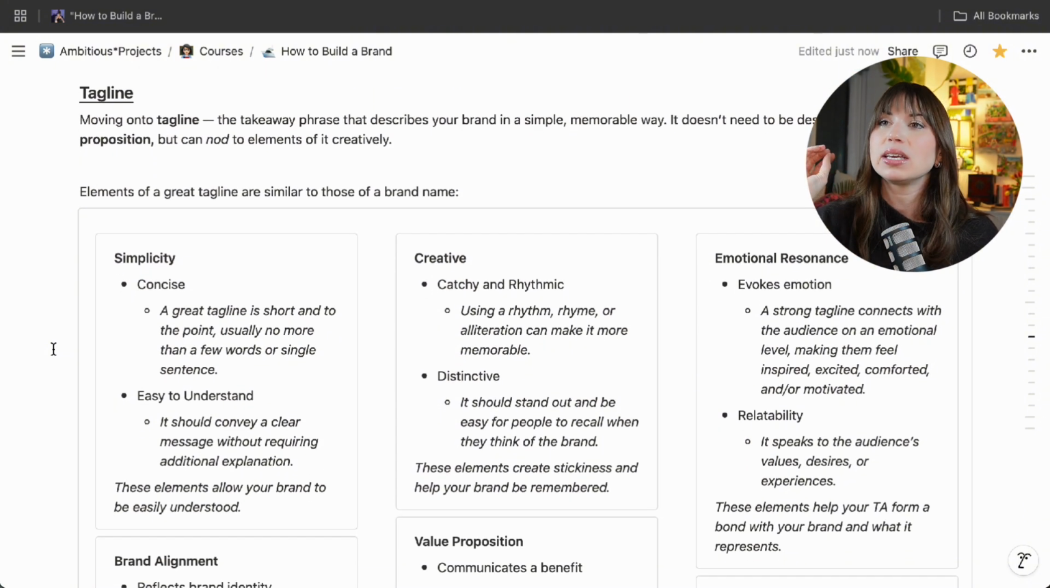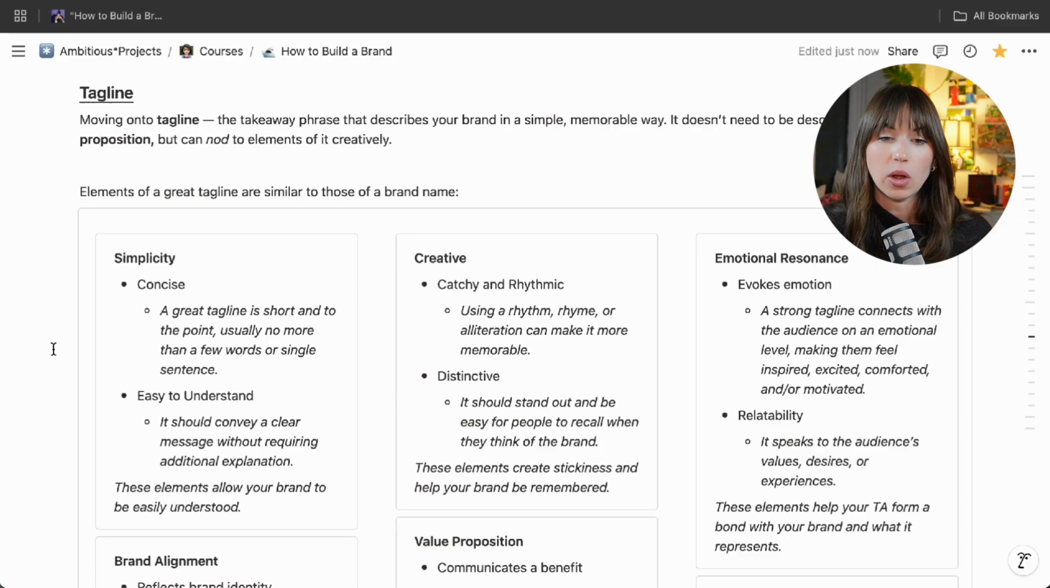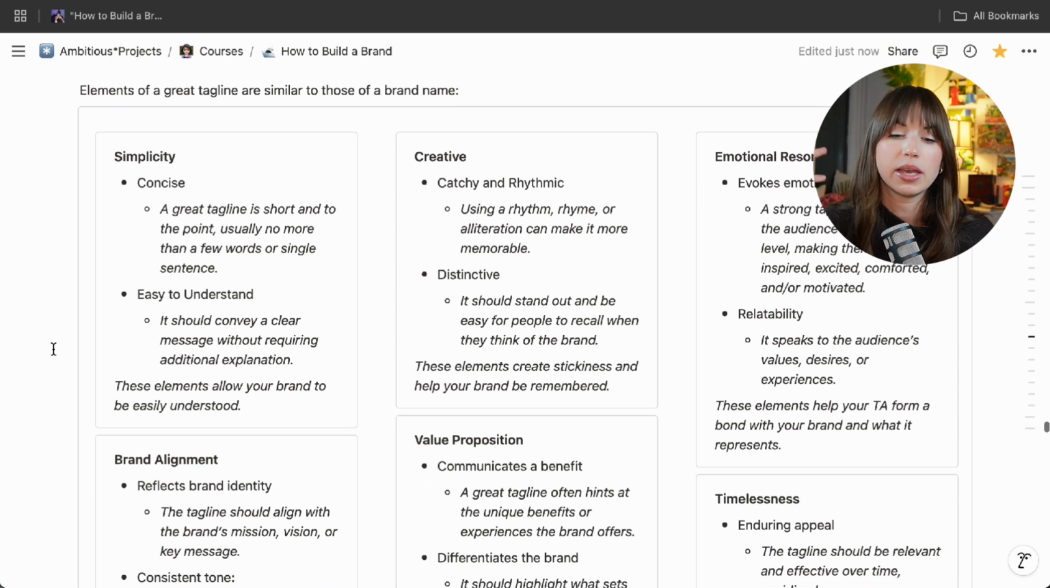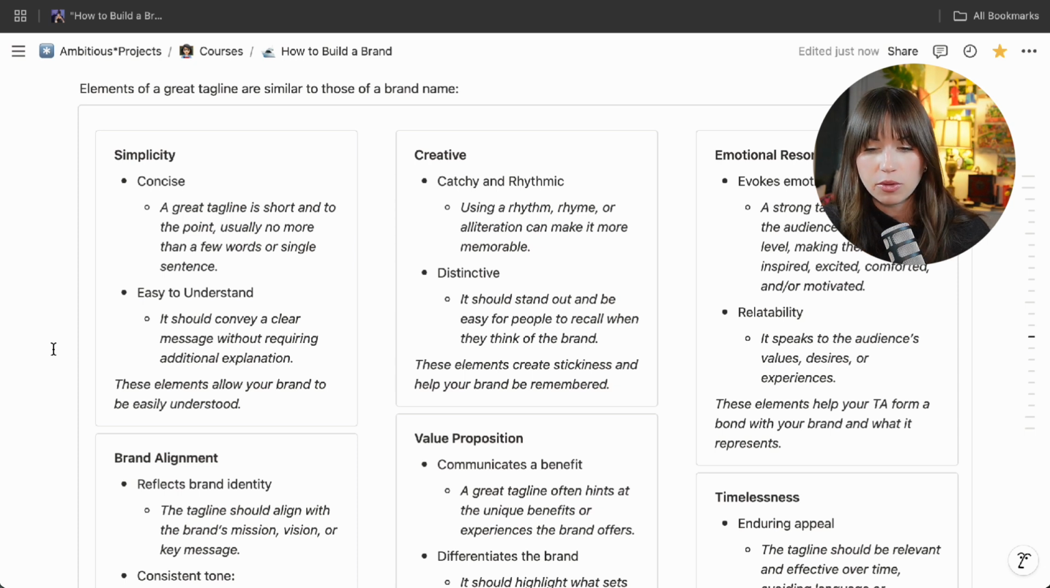So this is the takeaway phrase that is a more creative interpretation of your value proposition, which is way more literal and descriptive and verbose. Your tagline should be something creative and catchy. So let's see the elements of a great tagline. It should be simple, creative, resonate emotionally, have that brand alignment, communicate your value proposition, and be timeless. It should be concise and easy to understand.